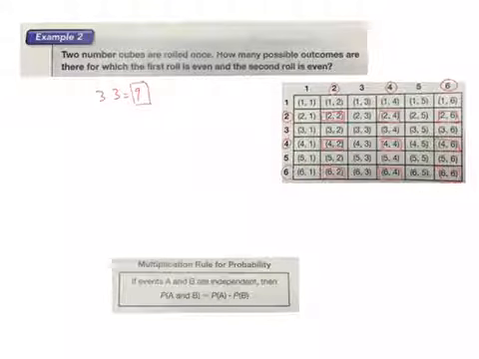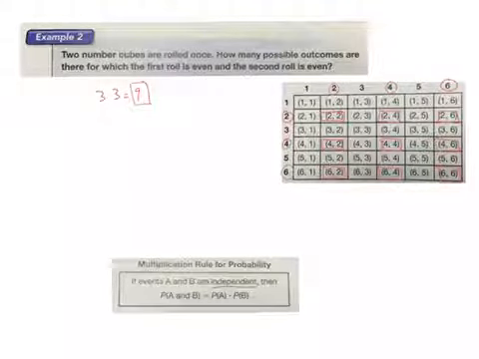Okay, now this is where we get to the multiplication rule of probability. And it says if event A and B are independent, this is the key word, then the probability of A and B is equal to the probability of A times the probability of B. That's a lot of words and funky symbols. So let's just talk real quick about independent events. Independent events are events that don't affect each other.